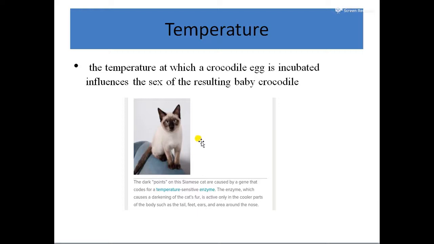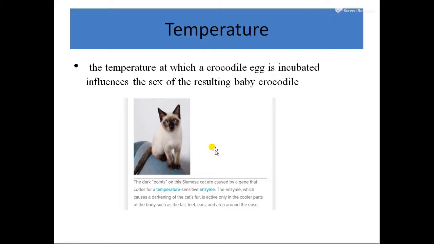Another good example which I would like to show here is the Siamese cat. It has been found that it codes for a gene which is temperature sensitive. This enzyme causes a darkening of the cat's fur, especially in the cooler parts of its body, such as the tail, feet, ears, and around the nose. The gene is expressed more at the extremities, where it is cooler, and at higher temperatures, the gene gets inactivated. This is the gene coding for the pigmentation.